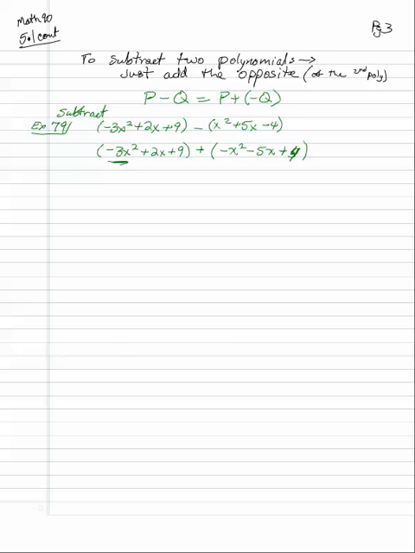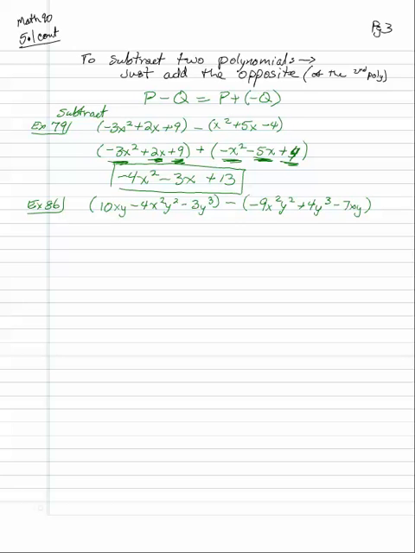So negative 3x squared, negative 1, that's negative 4x squared. Positive 2x minus 5x, that is negative 3x. Positive 9, positive 4, that's positive 13. And that is the solution, the answer subtracting.